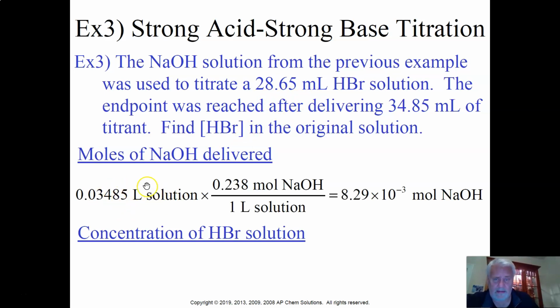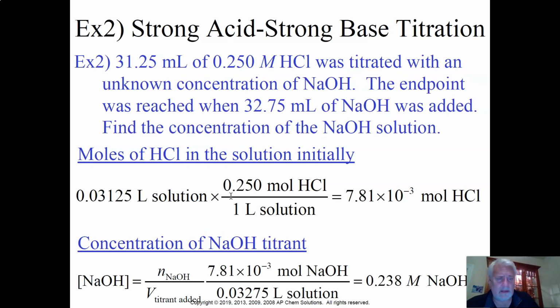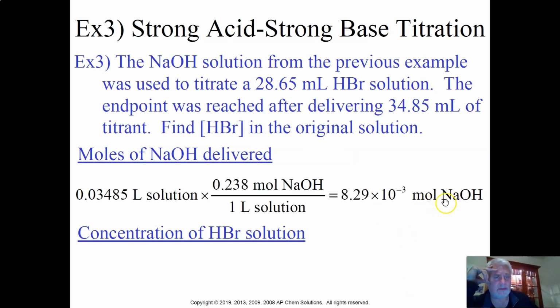So you remember we have the volume, and now we have the concentration. So you can use that to figure out how many moles of NaOH, and then figure out the concentration of this. So this 0.238 moles per liter, if you will remember, was our answer for this guy. That's why we worked so hard to get that concentration, so that we could figure out the actual moles of NaOH in that volume.